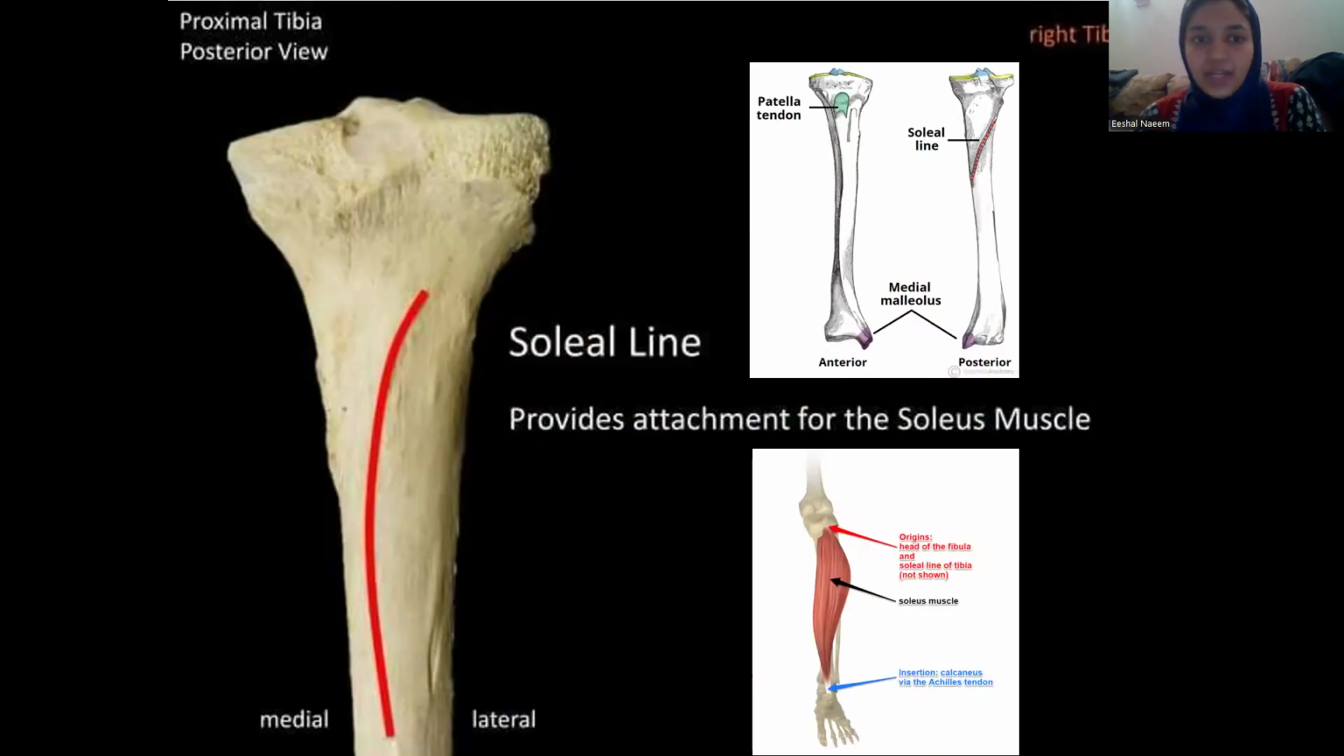Now we have another very important line, the soleal line. On the posterior side of the proximal half of the tibia, you have this line. It sort of curves, like an S shape. It curves posteriorly from the lateral condyle inferiorly to the medial side. This soleal line is important because it allows attachment for the soleus muscle. Can you look at the soleus muscle? That's why this muscle is important, because it attaches to the soleal line.